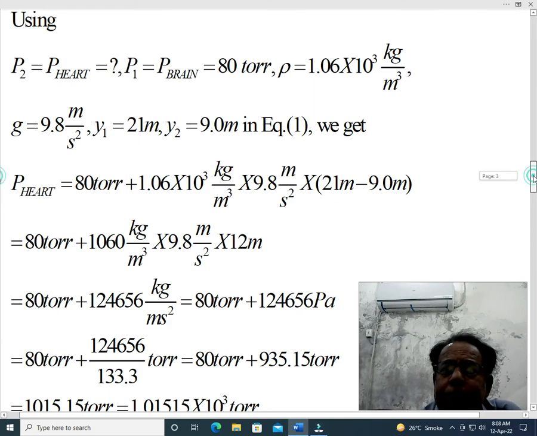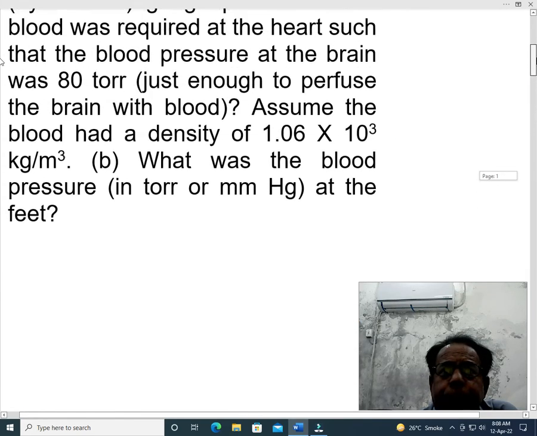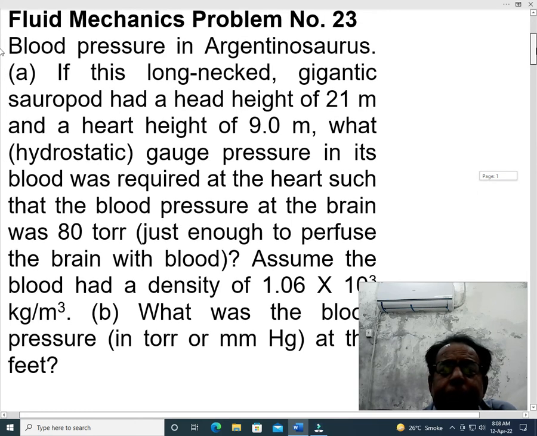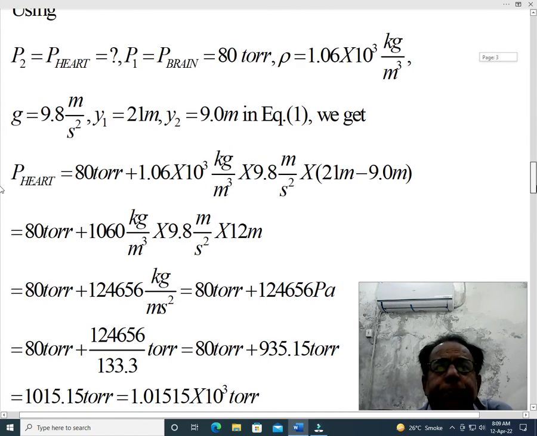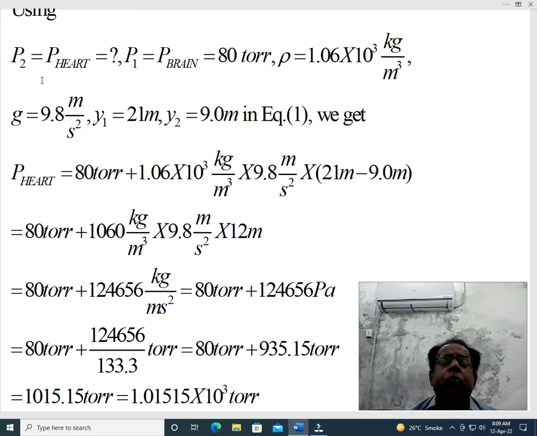We again come toward the statement for a while. Yes, students, here it is given: what hydrostatic gauge pressure in its blood was required at the heart such that the blood pressure at the brain was 80 torr. Blood pressure at brain, that is P subscript brain, is equal to 80 torr. P2 is equal to P heart is equal to a question mark, that is, P2 is to be determined or to be found out.